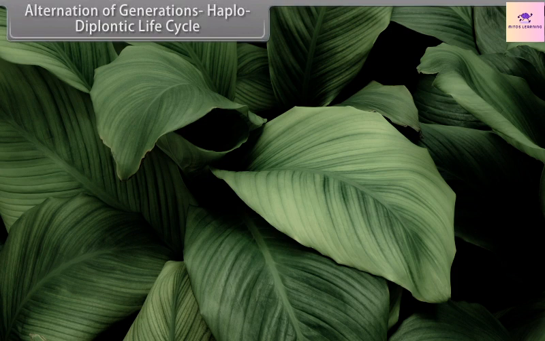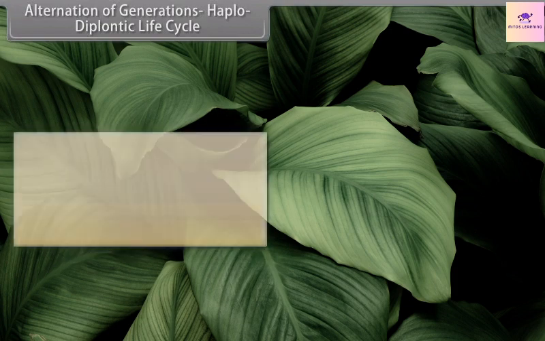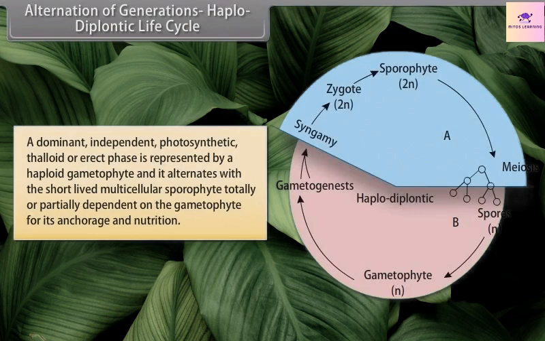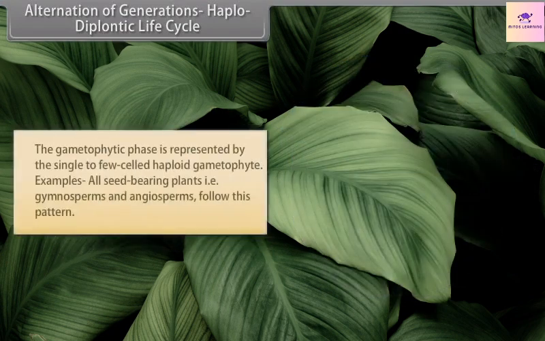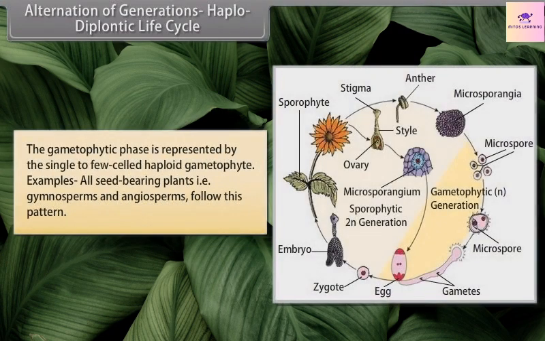Alternation of generations. Haplo-diplontic life cycle. A dominant, independent, photosynthetic, thalloid or erect phase is represented by a haploid gametophyte, and it alternates with the short-lived multicellular sporophyte totally or partially dependent on the gametophyte for its anchorage and nutrition. The gametophytic phase is represented by the single to few-celled haploid gametophyte. Examples: all seed-bearing plants, that is, gymnosperms and angiosperms, follow this pattern.